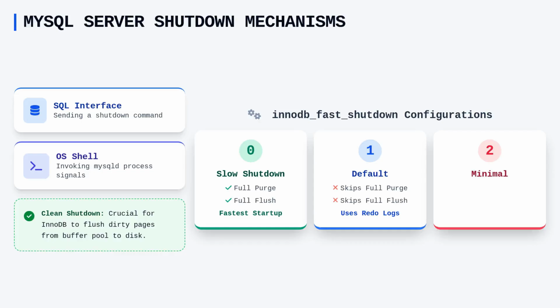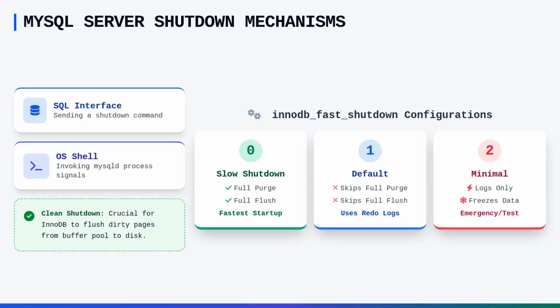Setting this to 2 performs a minimal shutdown, flushing only the logs and freezing the data files without waiting for the buffer pool flush, which is often used in emergency power loss simulation or rapid testing scenarios.